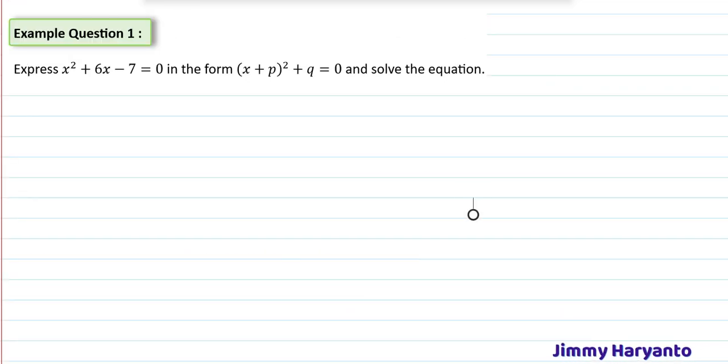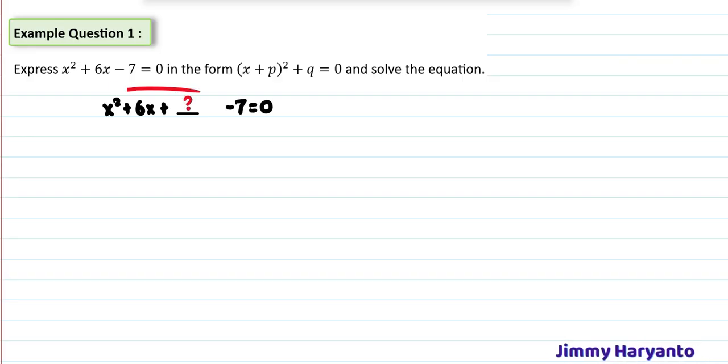Okay, so example question 1: express x squared plus 6x minus 7 equals 0 in the form of (x plus p) squared plus q equals 0, and then solve the equation. So guys, for this one, we have to think like x squared plus 6x plus a number, and then we have negative 7 at the back equals 0. We have to think what number will make this into a perfect square. The number will always be the 6 divided by 2 and then squared. So this one is 3 squared equals 9.